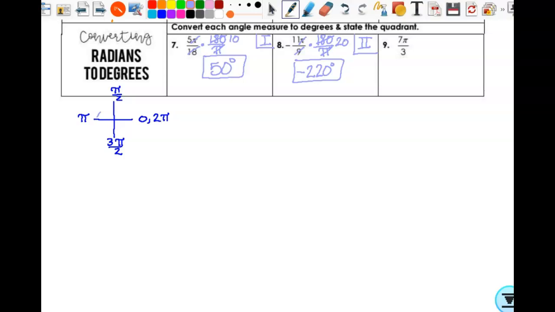All right, 7 pi thirds. All right, so I'm here. This is 3 pi thirds. All the way around is 6 pi thirds. If I back up 1, I'm at 5 pi thirds, right? But if I go forward 1, I'm at 7 pi thirds. So that puts me in the first quadrant.